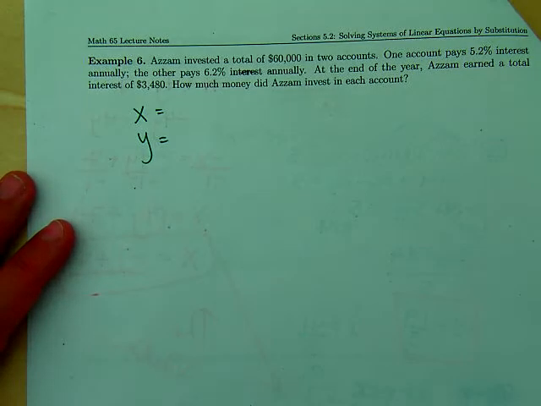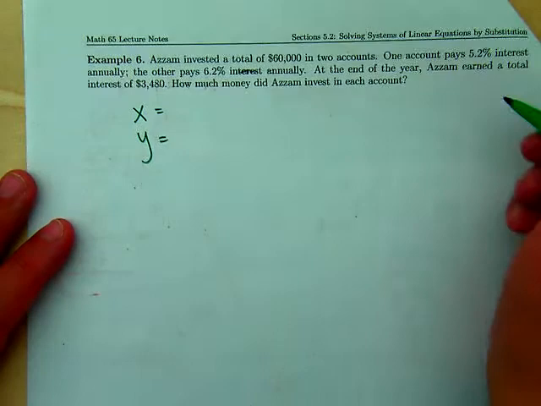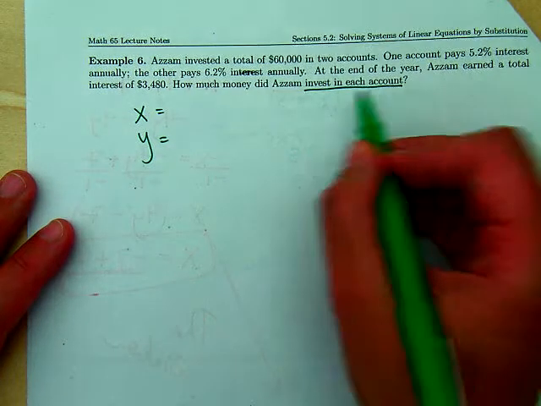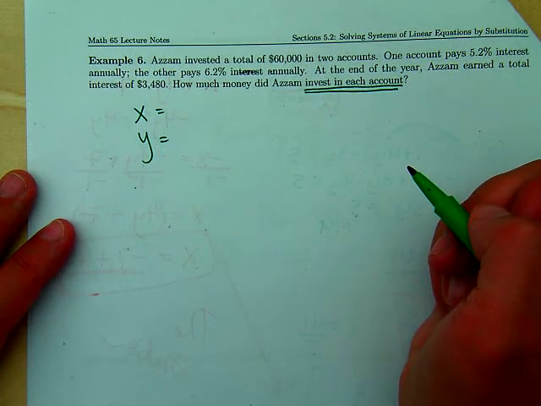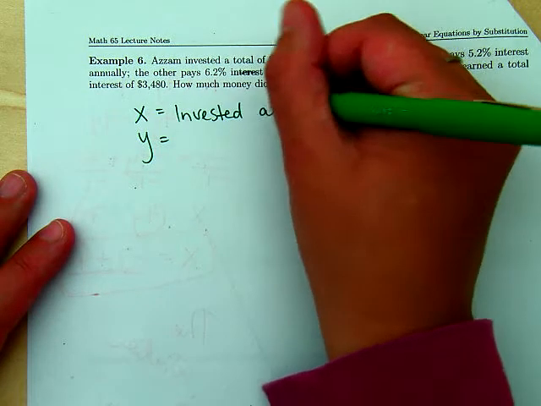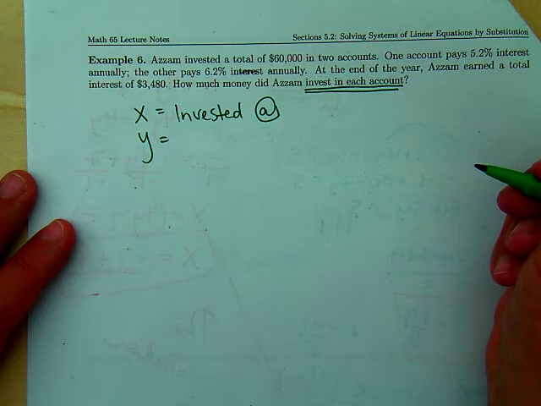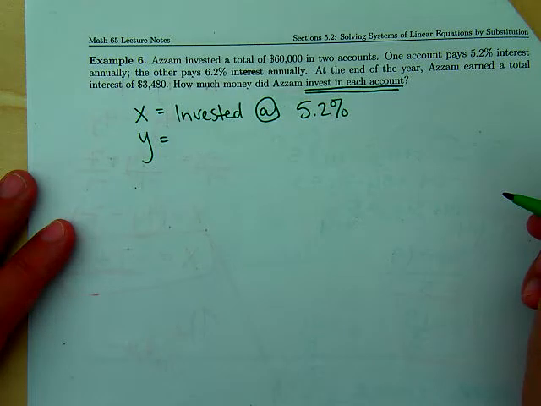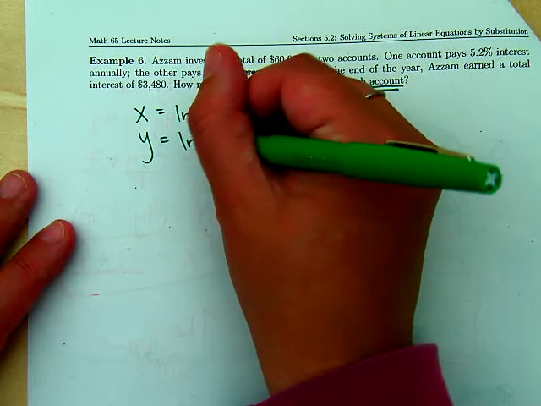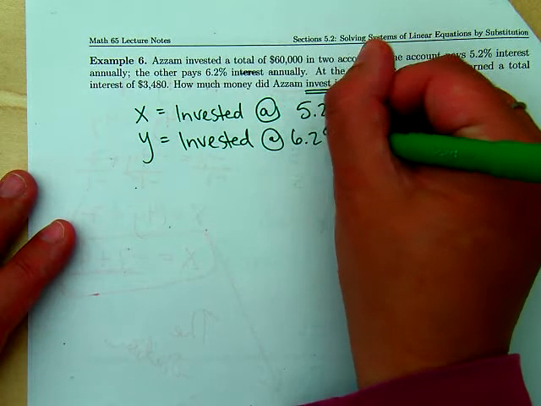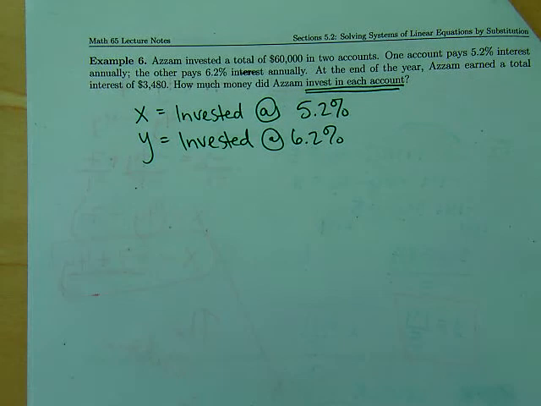What does x represent? Yeah, because that's the question. How much money did he invest? So x is the amount invested at 5.2%. He has one account at 5.2%, right? And y would be the amount invested at 6.2%. Or you could say account number one, account number two. But it's kind of nice to put those.